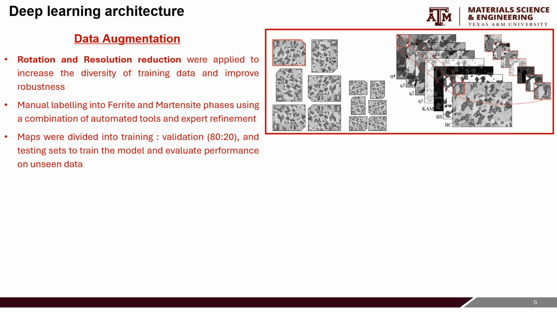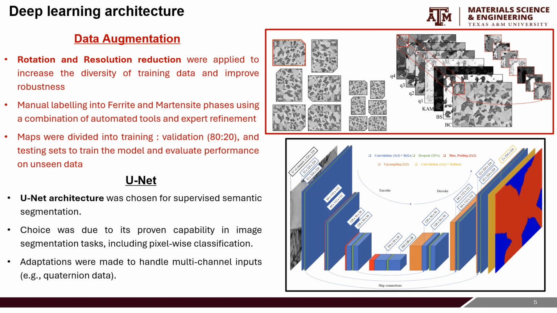After data augmentation, the maps were specifically clustered or segmented into training and validation sets in an 80-20 ratio, and then used to train the UNet CNN model to evaluate the performance on the already acquired data as well as the unseen data. Now, the UNet architecture is basically a convolutional neural network model that was used for semantic segmentation, and it is chosen because of its proven capability to identify and classify images based on pixel-wise classifications.